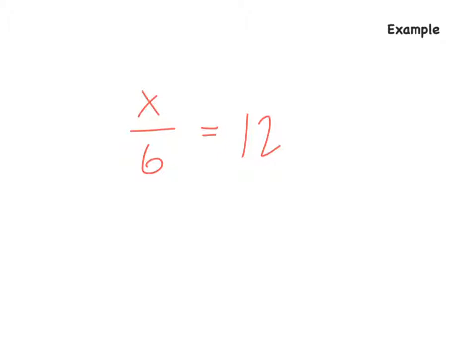Alright, so now we have x divided by 6 is equal to 12. So remember, what is the opposite of divided by? The opposite of divided by is to multiply. So we're going to multiply by 6 on the left, and multiply by 6 on the right. The 6 and the 6 on the left cancel out, so all we're left with is x on the left.